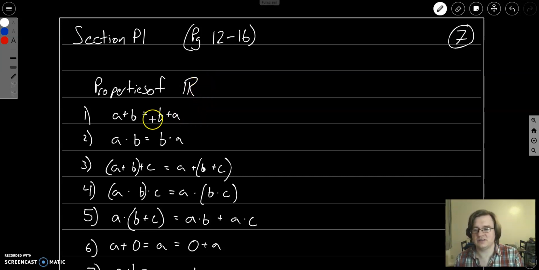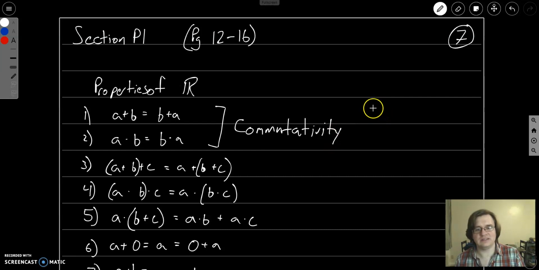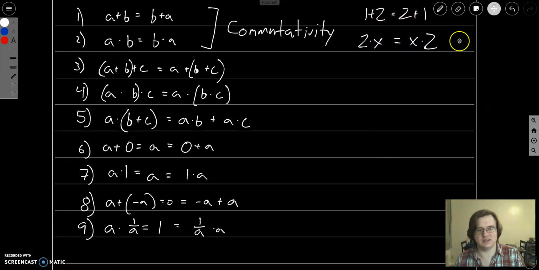These first two properties are: if you add two numbers, it doesn't matter the order in which you add them, and if you multiply two numbers, it doesn't matter the order in which you multiply them. This is called commutativity. For instance, if you took 1 plus 2, it's the same thing as 2 plus 1. That's all that's really going on here. For multiplication, if you took 2 times x, this is the same thing as x times 2. The order that you multiply two things doesn't matter.